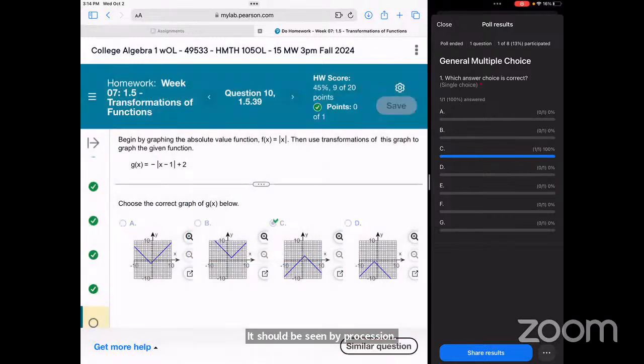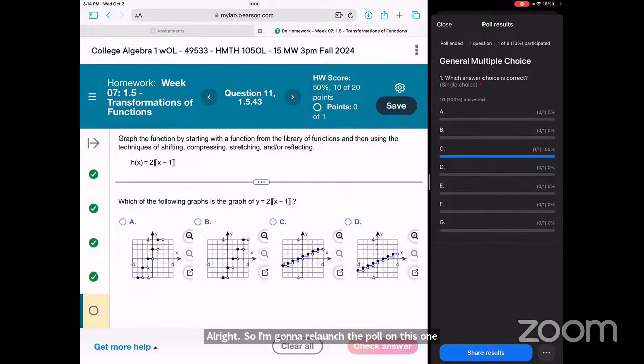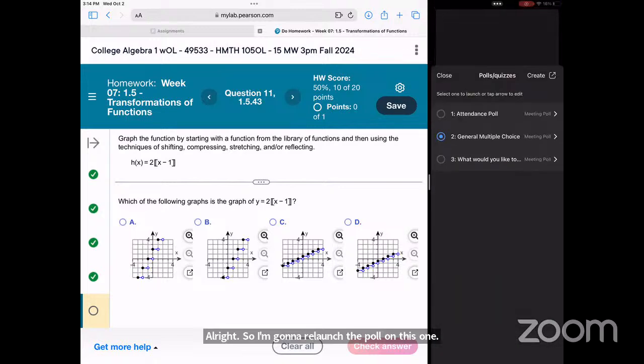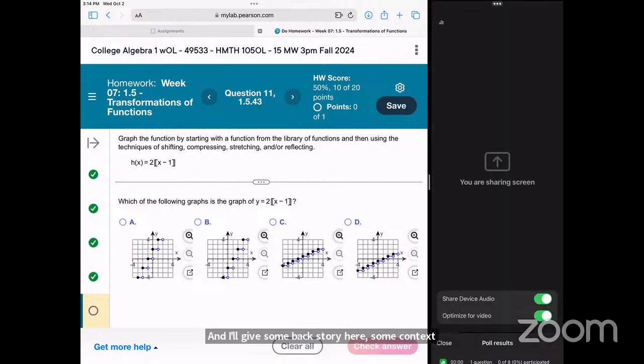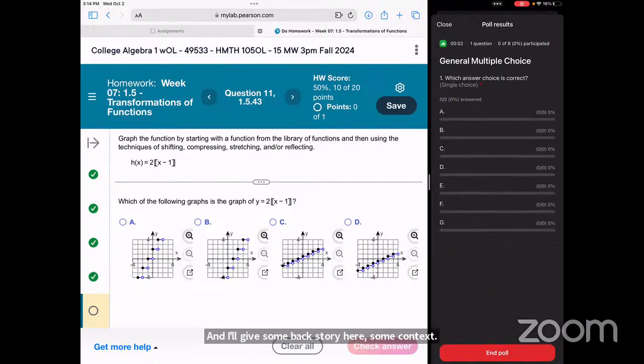All right, so I'm going to relaunch the poll on this one. And I'll give some backstory here, some context. So again, this symbol is called the greatest integer function. Basically, we're going to take the greatest integer less than or equal to x.